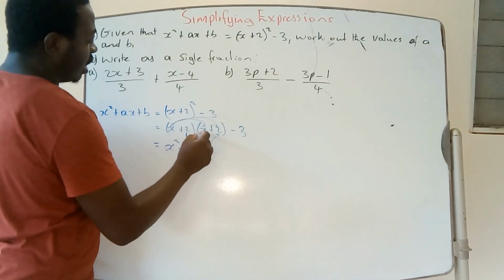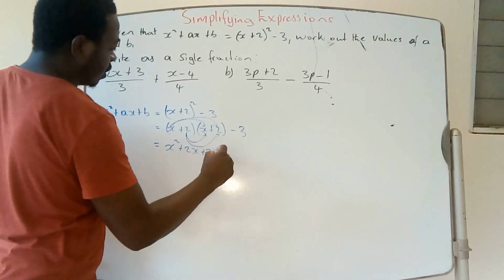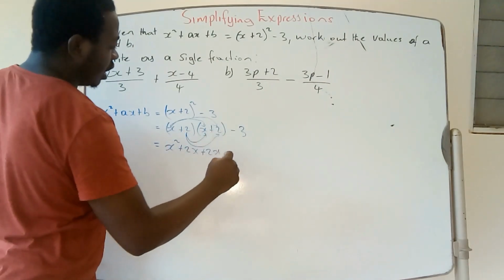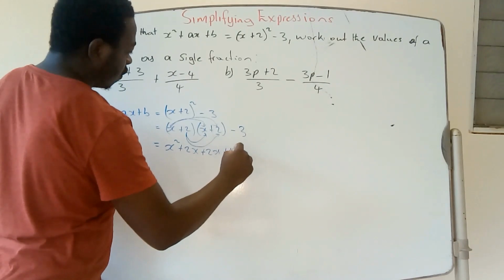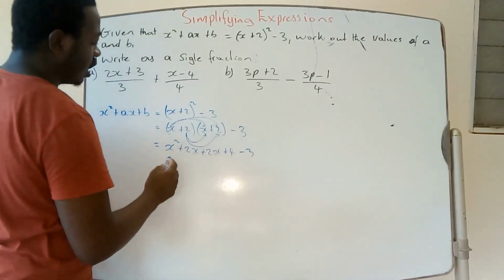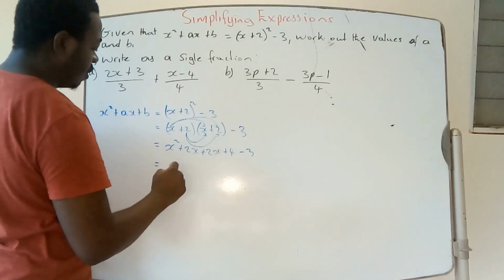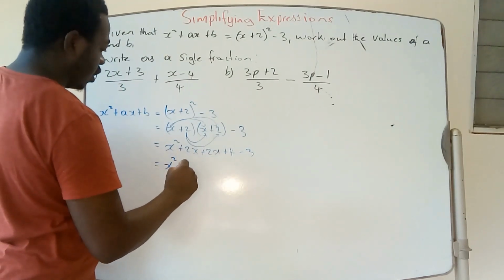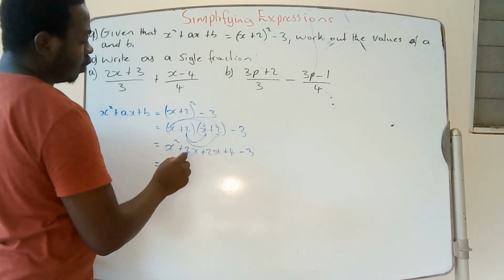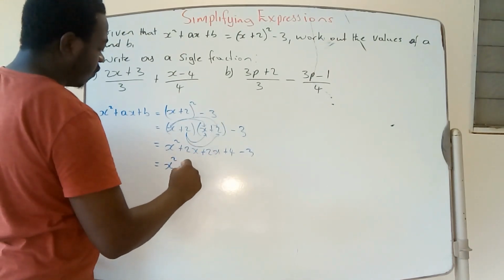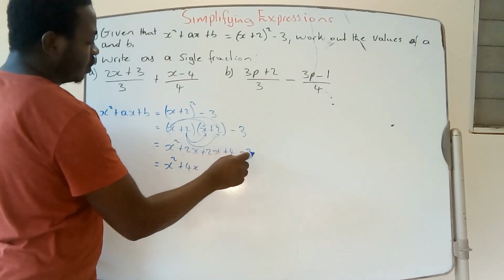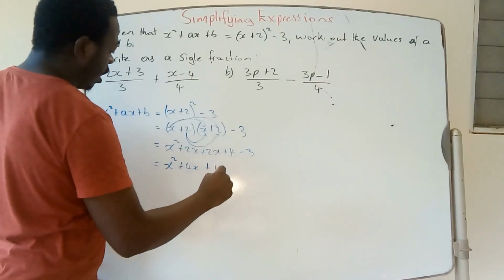Positive 2 times x, that gives us plus 2x. Positive 2 times positive 2, that gives us plus 4, minus this 3 here. So we can simplify this. So if we simplify this, x squared, positive 2x plus 2x, that gives us 4x. Positive 4 minus 3, that just gives us positive 1.